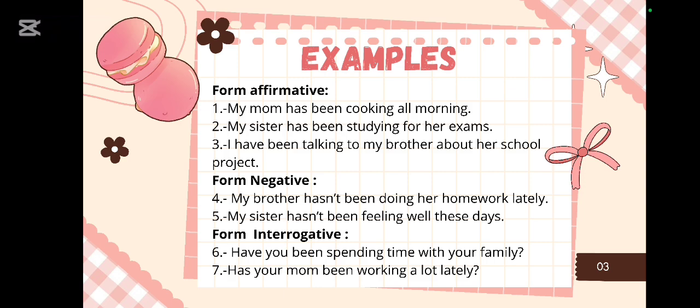In form interrogative, it's first the auxiliary. For example, have you been spending time with your family? Or has your mom been working a lot lately?